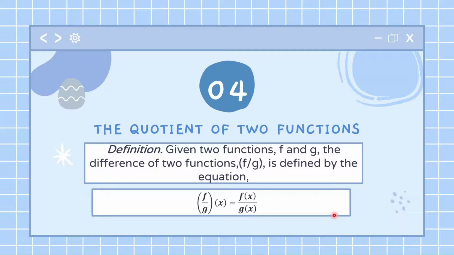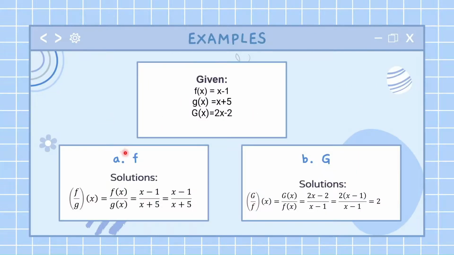In the definition, given two functions f and g, the quotient of two functions f over g is defined by the equation f over g of x is equal to f of x over g of x. We have here our examples. Given is the same with finding the product, so f of x is equal to x minus 1, g of x is equal to x plus 5, and big G of x is equal to 2x minus 2. We have here example A and example B.